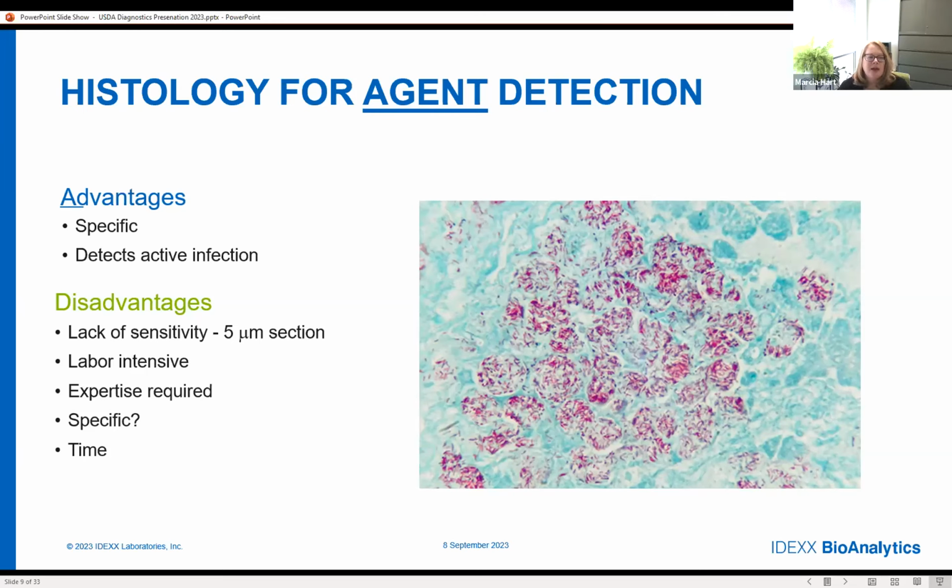I put specificity as kind of a disadvantage because, again, it really depends on the tissue that you're looking at, the infection kinetics of the disease that you're looking for, and the immune status of the animal. Is it immunocompromised versus immunocompetent? Those can all play a role in specificity. And then again, time, because as I mentioned, it takes quite some time to collect the sample, get it to the lab, and then have the lab do all of the various steps and have the pathologist evaluate the sample.